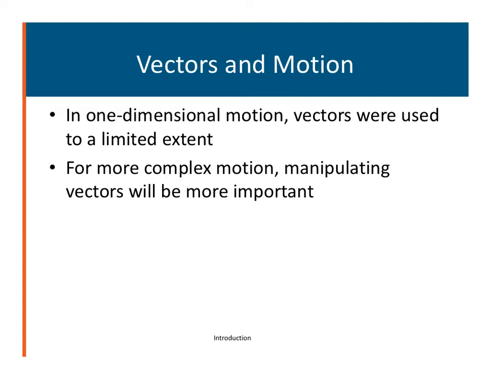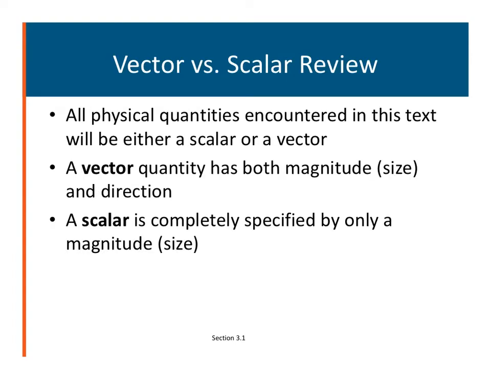And so we're going to take it up a notch and look at things a little more complicated and move into a second dimension. And in order to do this, we need to be able to use and manipulate vectors. So just a quick review here. Vectors and scalars. All quantities that we talk about in physics here will either be a vector or a scalar. A vector has both magnitude and direction. A scalar is completely specified by only a magnitude, or just some number.